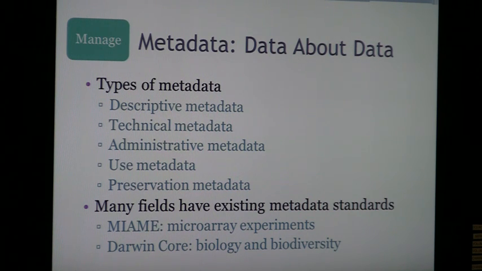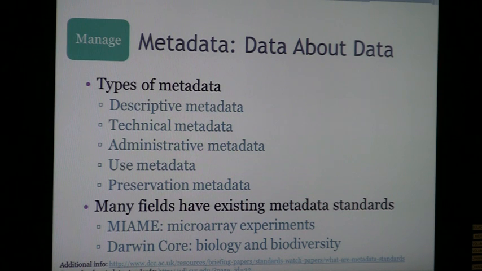For example, MIAME, I think is how you pronounce it, stands for Minimum Information About a Microarray Experiment. So if you're doing work with microarrays, you should be collecting this type of data in order to share with other people, contextualize your data. Darwin Core is a standard for biology and biodiversity. There are many of these different types of standards available. There's a link at the bottom of this page to a list of examples of metadata standards.